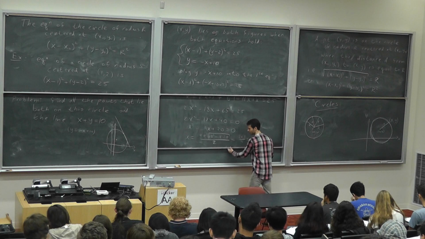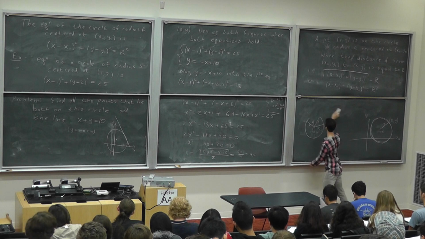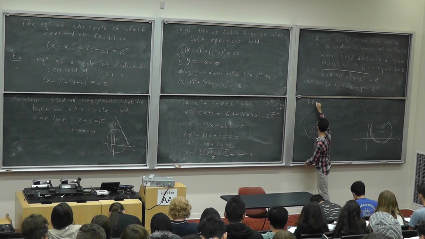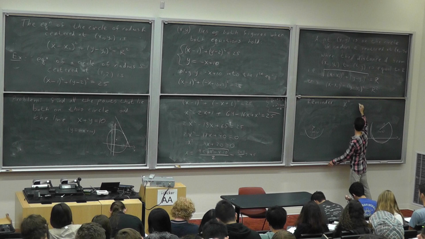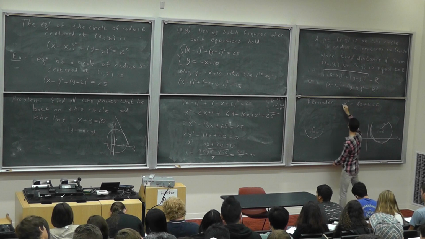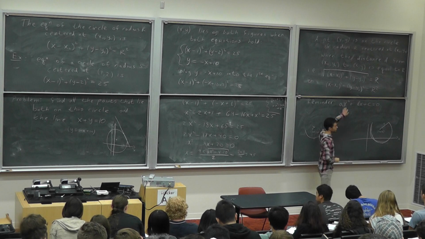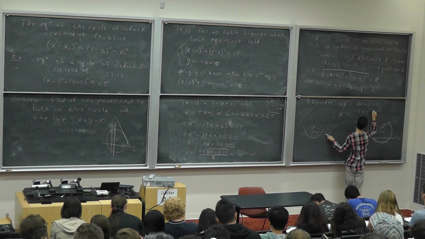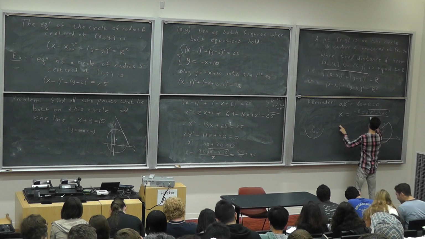So let me just recall the formula for solutions of a quadratic equation in case you forgot it. Reminder. If you want to solve a quadratic equation like this, the formula is minus b plus minus the square root of b squared minus 4ac, divided by 2 times a.